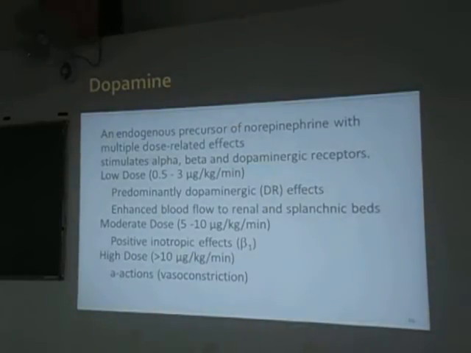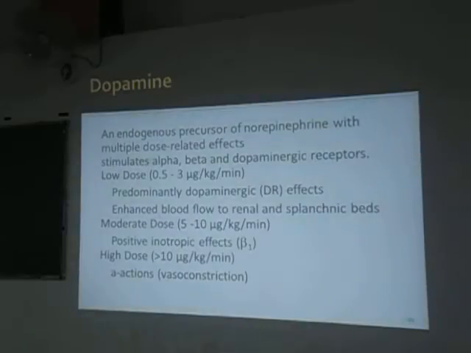Coming to dopamine. What is this dopamine? You might already know something about this dopamine system, where it is involved. So it is just a brush up here. It is an endogenous precursor, and it can have multiple dose-related effects. At low dose, predominantly we have renal vasodilation, enhancing the blood flow to the renal. Then at moderate dose, inotropic action, and at high dose, we have vasoconstriction. So we will keep it in the dose here only, low and moderate dose.